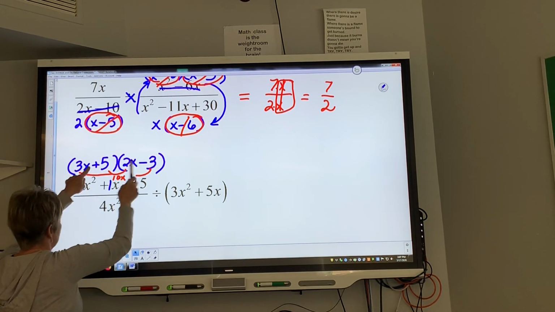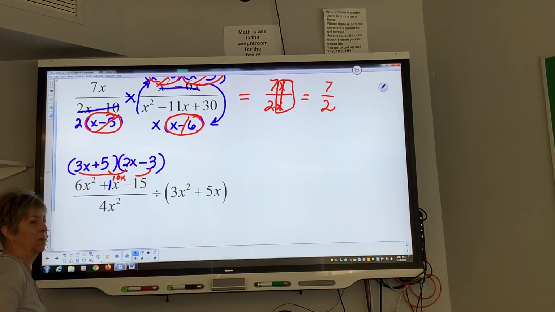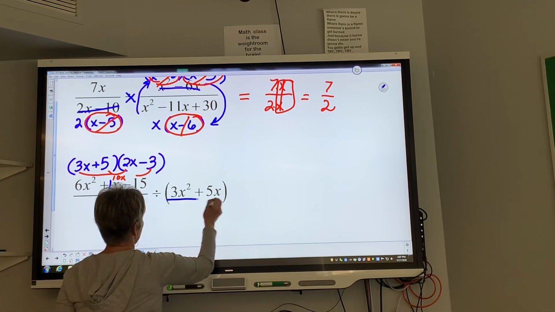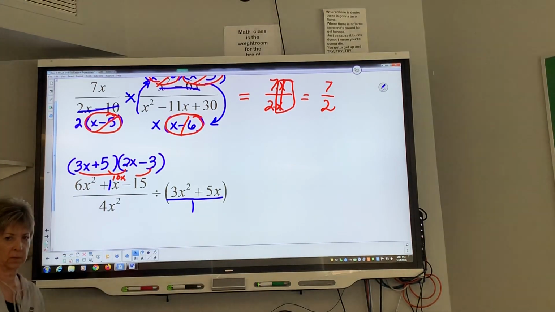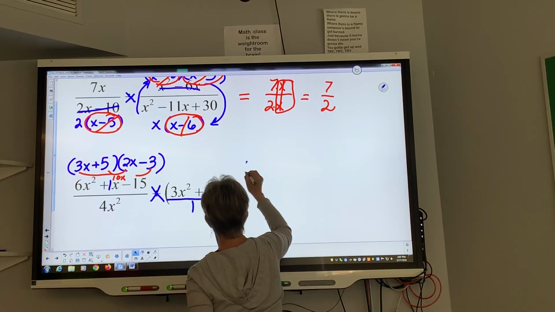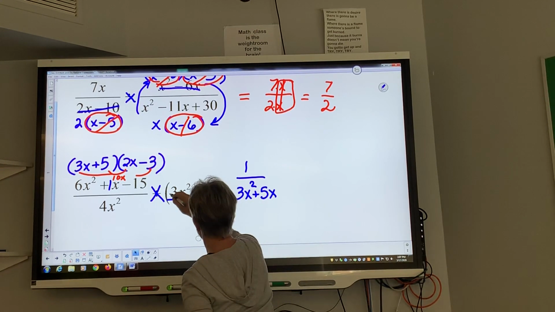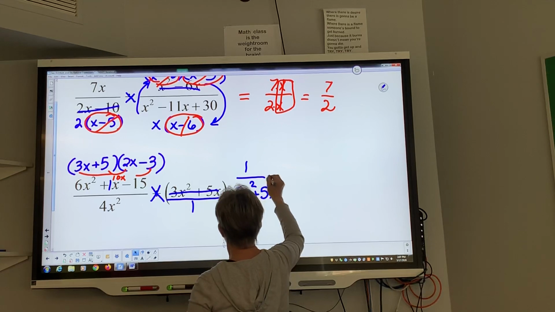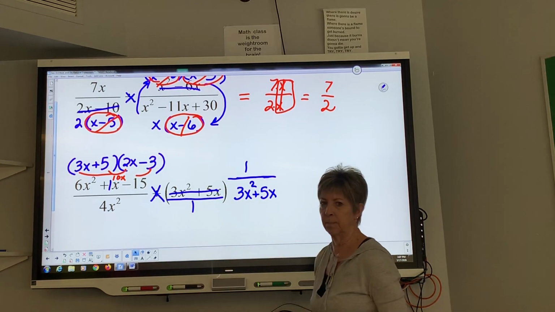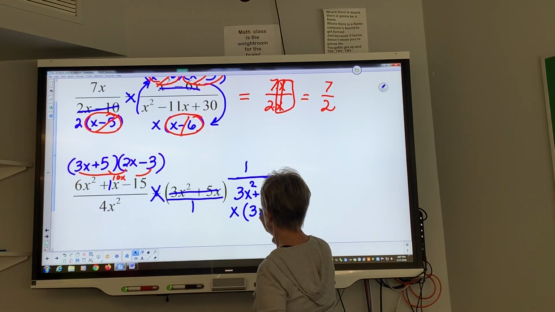This will give me my 6x squared. These will multiply and give me that. Negative 9x and positive 10x will give me my positive 1x. Okay, now, originally, this is like this. But when I go to multiply, it's going to become 1 over 3x squared plus 5x. So this is inverting. Now, can I factor this? I hope you said yes, by taking out a GCF of x, which is going to leave 3x plus 5.